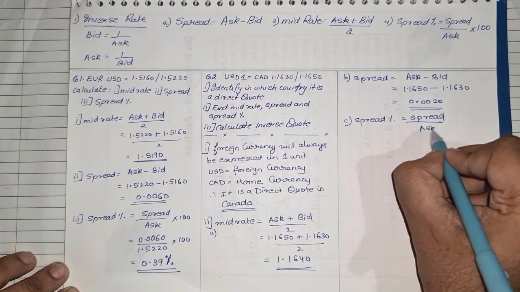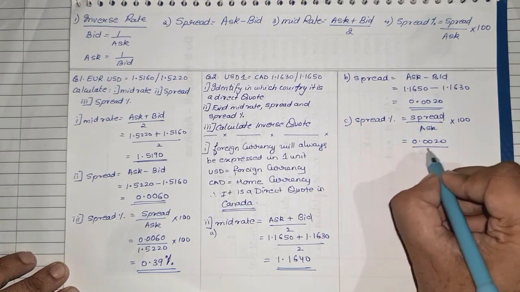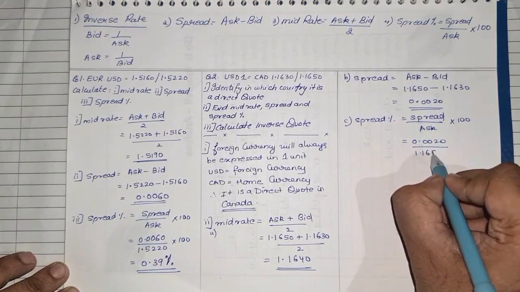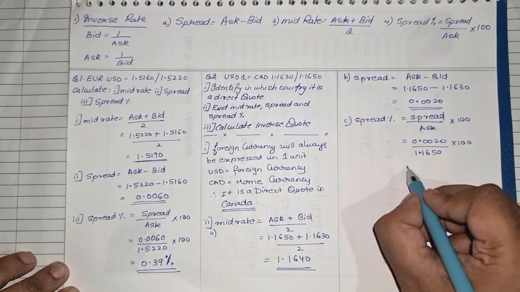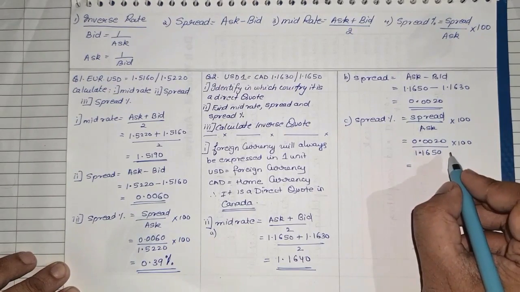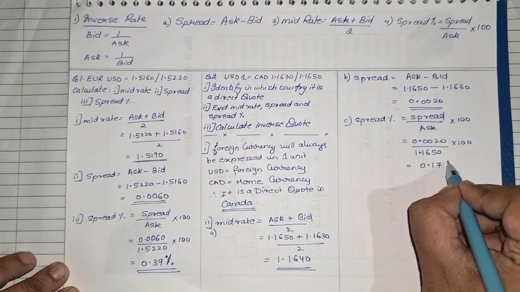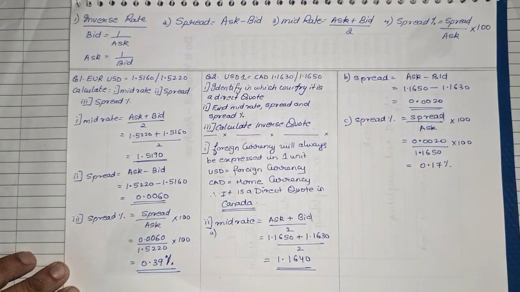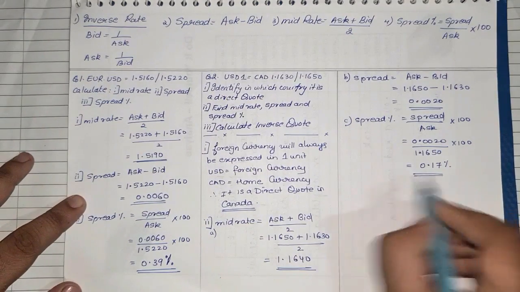And the C part is spread percent, that is spread upon ask into 100. The spread is 0.0020 upon ask, which is 1.1650, into 100. So when you divide and multiply with 100, the answer that everyone should have got would have been 0.17%. Okay, so again it will be 0.0020 divided by 1.1650 into 100 will be 0.17%. Okay, that's my spread percent.